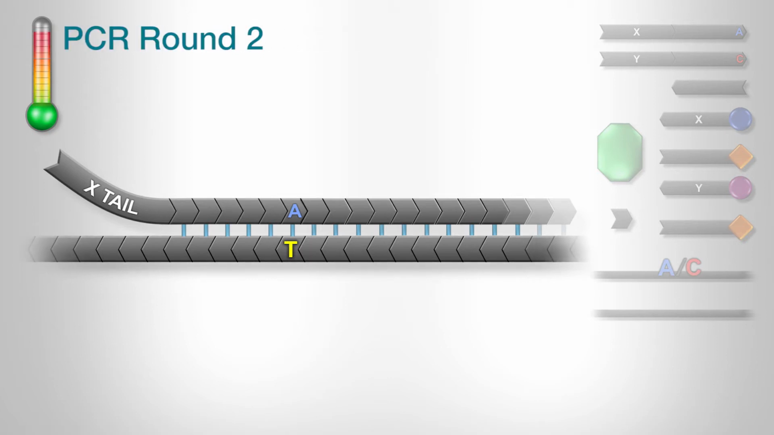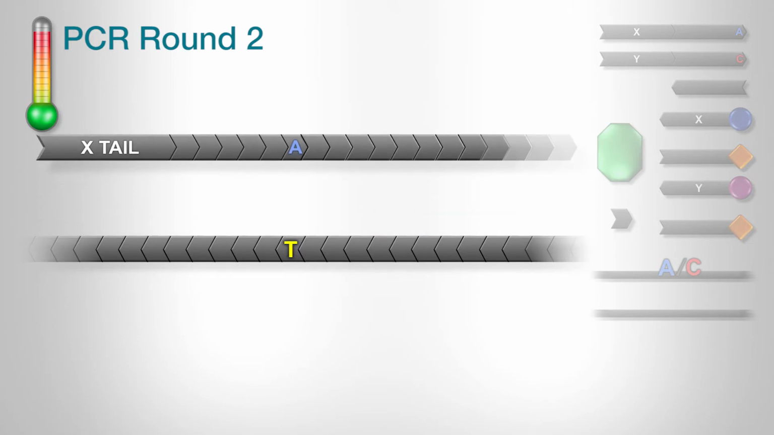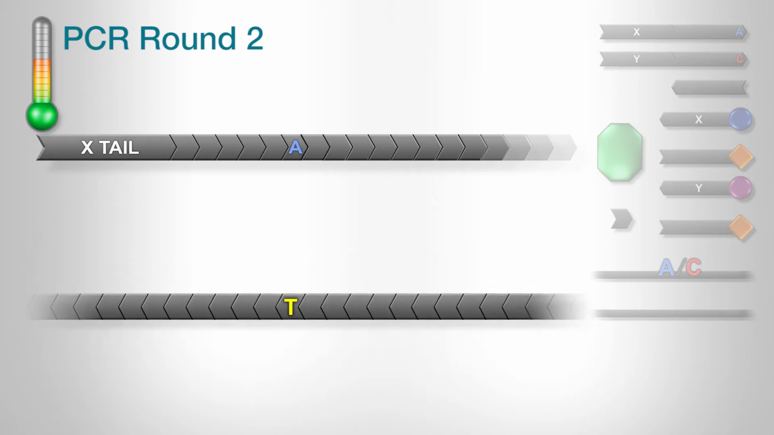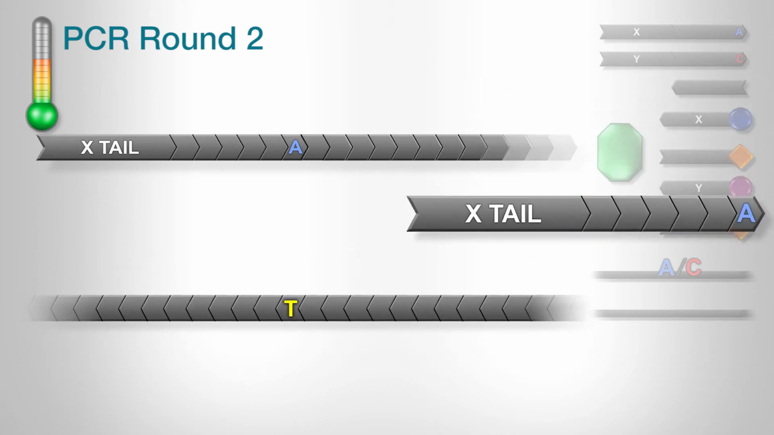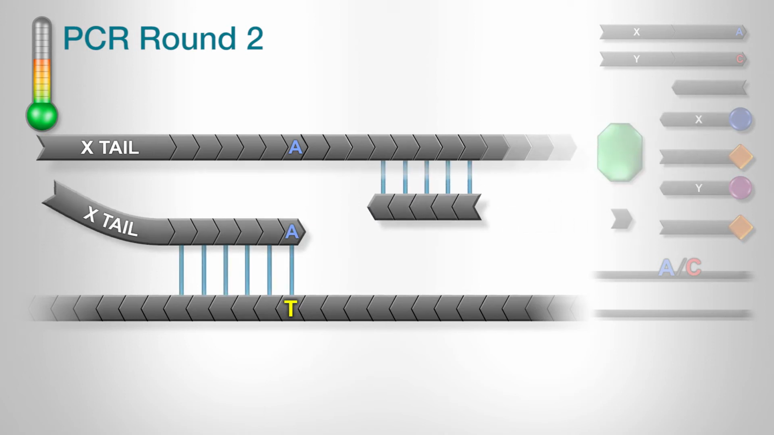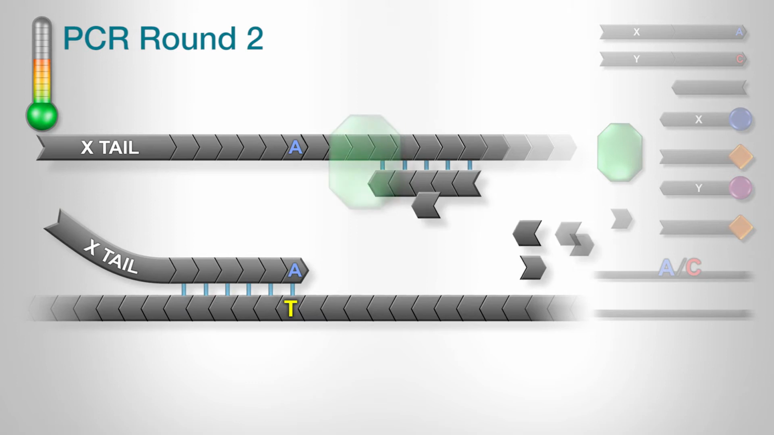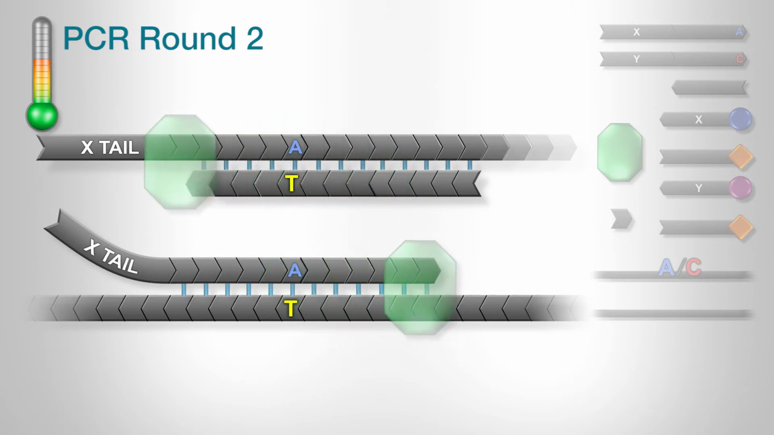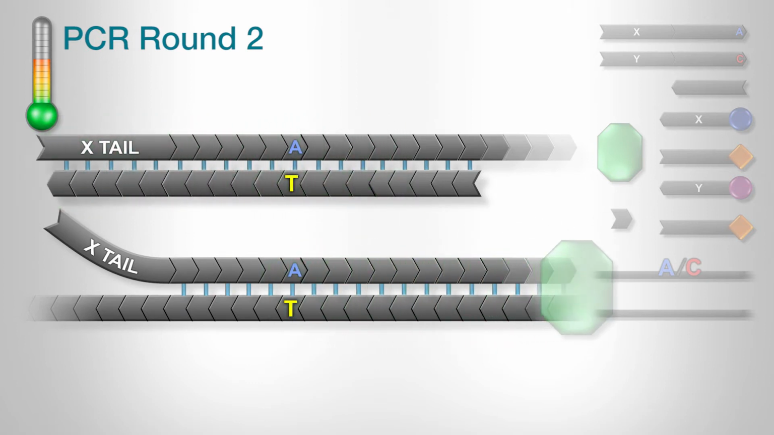KASP PCR round 2 starts with the denaturation of the double-stranded DNA. This DNA consists of both the original DNA template and the PCR products generated during PCR round 1. As with PCR round 1, step 2 includes both annealing and extension of the primers. It's during this second round of PCR that the complementary sequence to the allele-specific tail sequence is first generated. This will be referred to as the X complement.